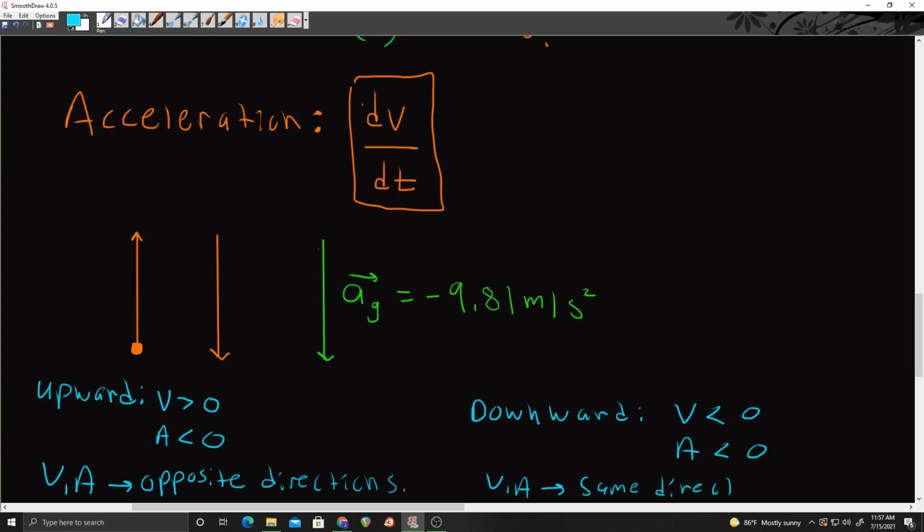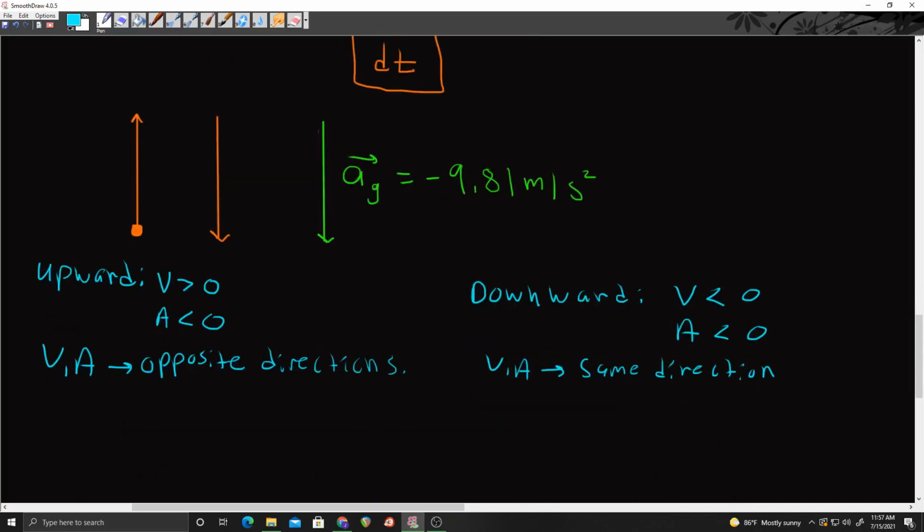And this has implications on the speed. Imagine you're throwing this thing up, and as soon as you throw it up, it starts to slow down. So in other words, speed decreases. And then over here, when the thing's already going down and gravity is helping it go down even more, the speed is actually going to increase. The thing's going to go faster.